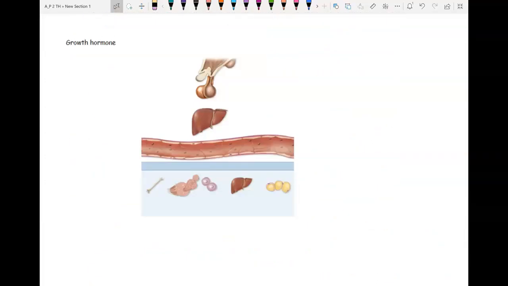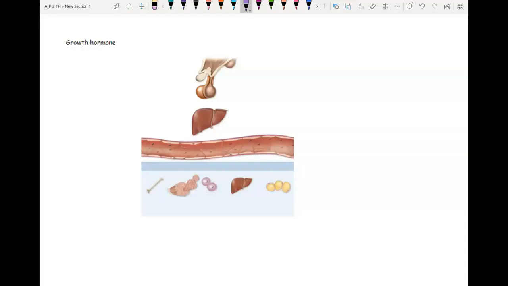Our next hormone is growth hormone. And this one is just like its name suggests. It makes you grow. We're going to look at this in 3 different aspects. First, we're going to look at the hormone itself, how you get it. Then we're going to look at how it makes you grow and how it supplies the energy for growing.